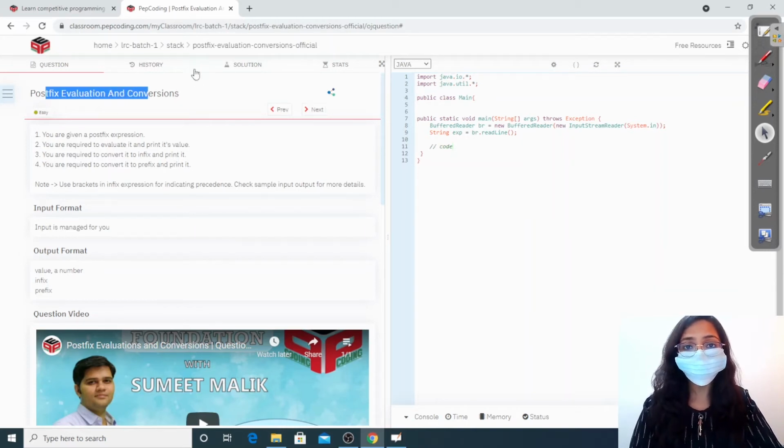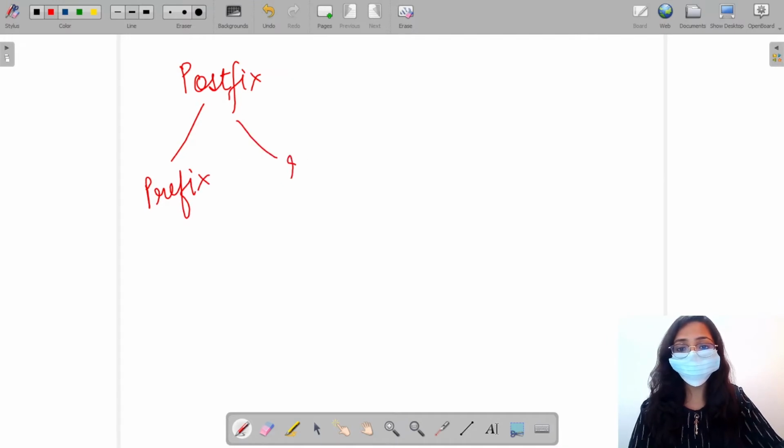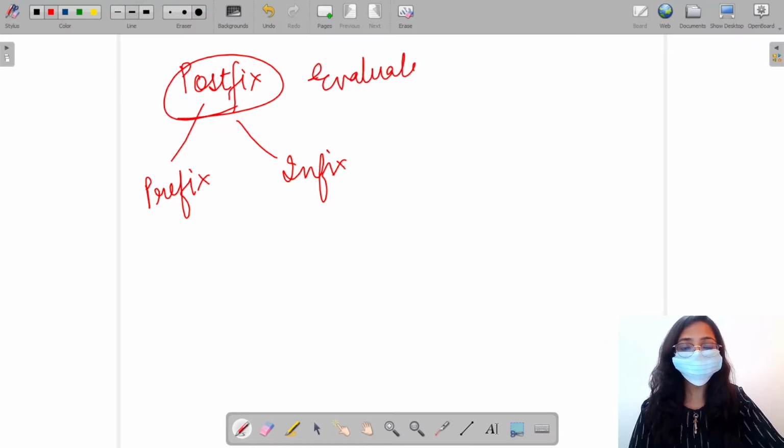First, let us understand the question and then we'll head over to the solution. So today we are given a postfix expression. We have to convert it into prefix as well as to infix. Also, we have to evaluate this expression and the answer which we will obtain has to be printed as an output. First, let us understand what prefix, postfix, and infix are, and then we'll head over to the approach of the solution.